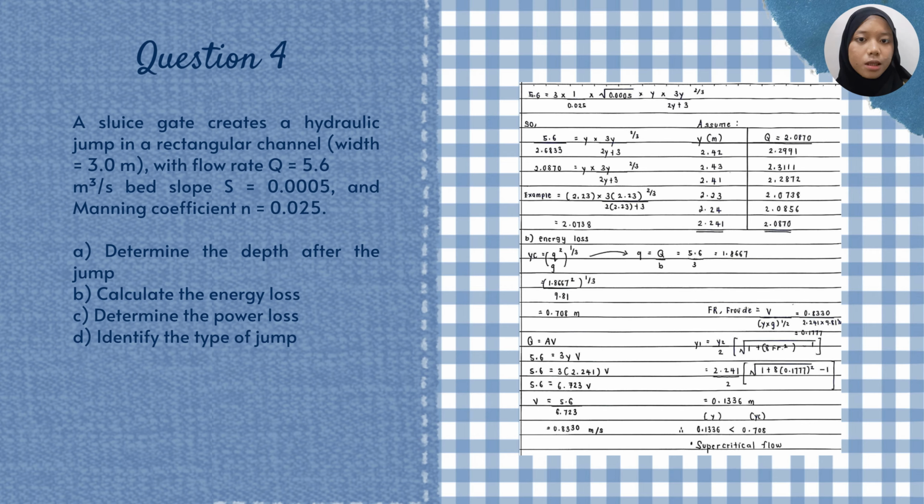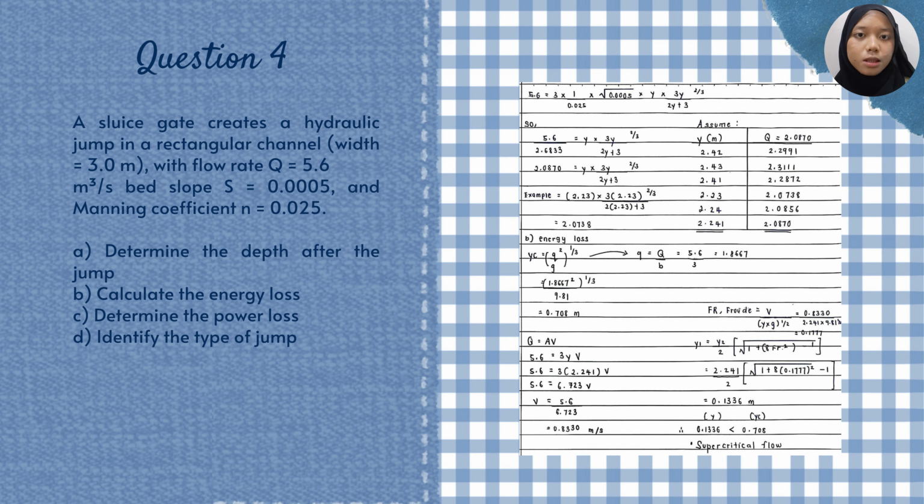Next, we find the critical depth YC using this formula, which is YC equals q squared over g, where g is gravity, to the power of 1 over 3. We use small q as the subject, and we'll have q over g, which is 5.6 over 3, equal to 1.867. So our YC will be 0.708 meters.